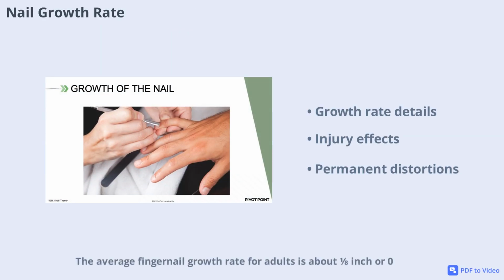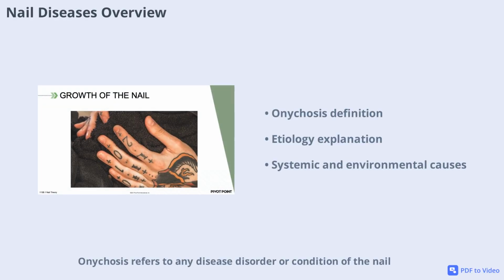The average fingernail growth rate for adults is about 1/8 inch, or 0.3 cm per month. It takes 4-6 months for a new fingernail to grow and 12-18 months for a new toenail. Injuries to the nail can result in shape distortion or discoloration, and permanent distortions may occur if the nail plate, bed, or matrix is injured or lost due to trauma or disease. For example, dropping a heavy item on your toe can cause the toenail to fall off and regrow with a different shape. Onychosis refers to any disease, disorder, or condition of the nail.